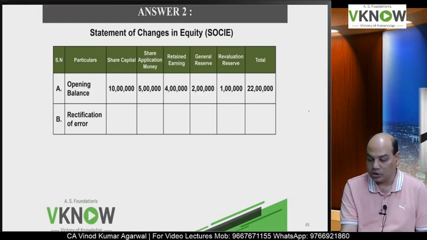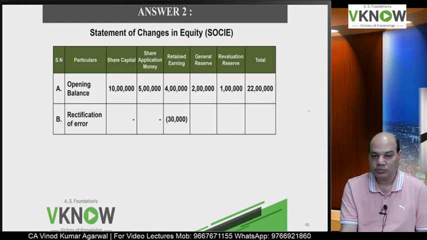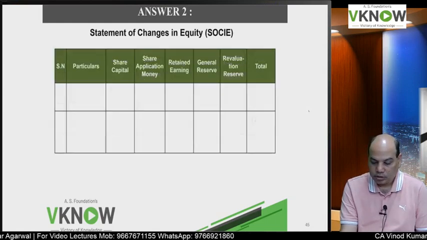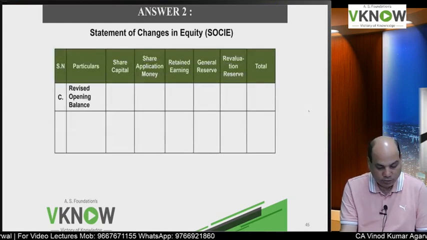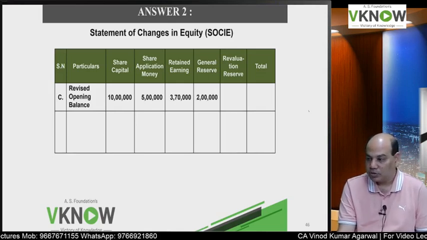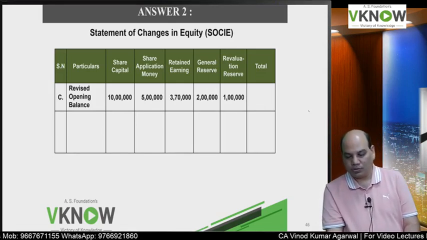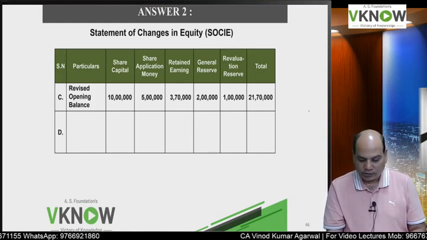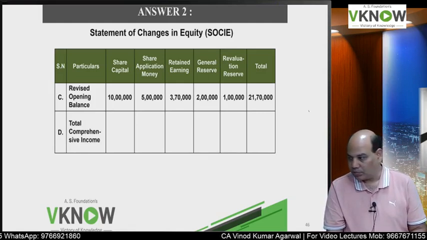Point number B, rectification of error. In retained earning reduce 30,000. Because of the mistake committed in previous year, I have to do retrospective adjustment. So total is 30,000. Then below that point C, revised opening balance. Share capital 10 lakh, application money 5 lakh, retained earning will be 3,70,000, general reserve 2 lakh, revaluation reserve total 21,70,000. Point number D, total comprehensive income.